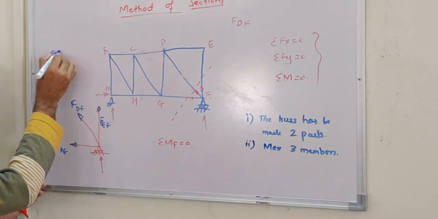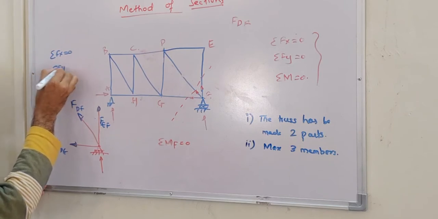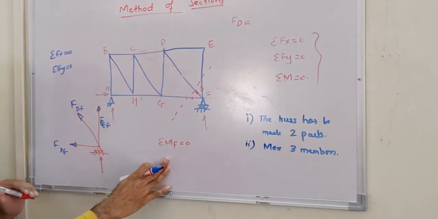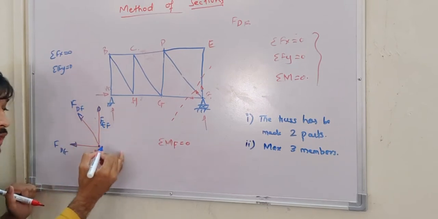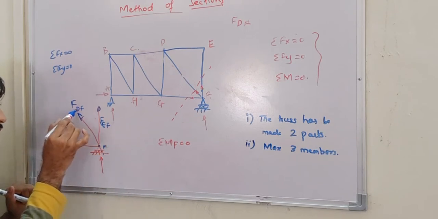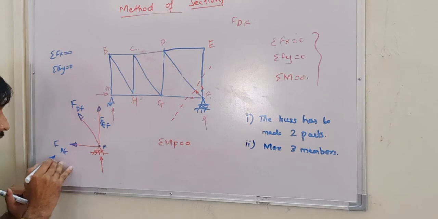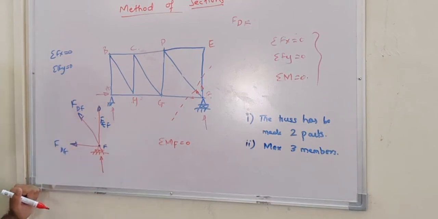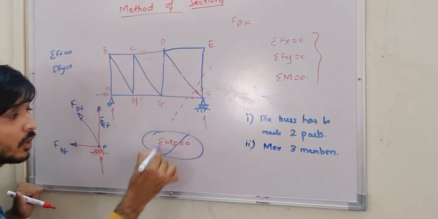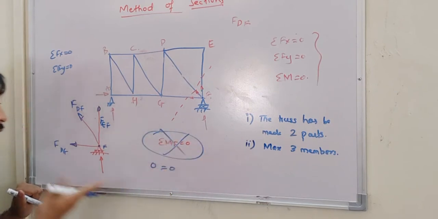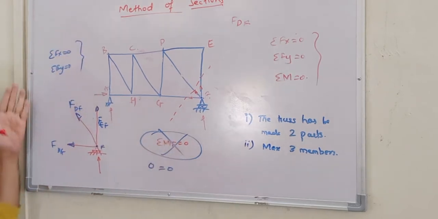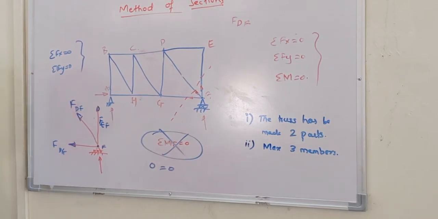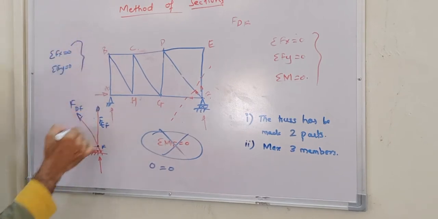So I can easily use summation of Fx equals to 0 and summation of Fy equals to 0. And for the third equation, if I consider the summation of moment about F, what will happen? The moment generated by each of these forces about F is 0, since they all pass through joint F. Means this equation becomes useless: 0 equals 0. Will you get any value? So we end up with only 2 equations, summation of Fx equals to 0 and summation of Fy equals to 0, and you will not be able to solve this problem, because we have 2 equations and 3 unknowns.